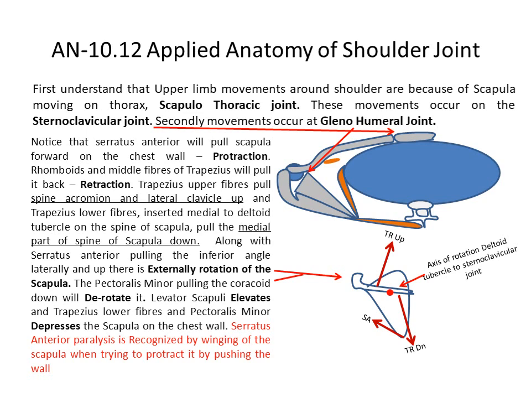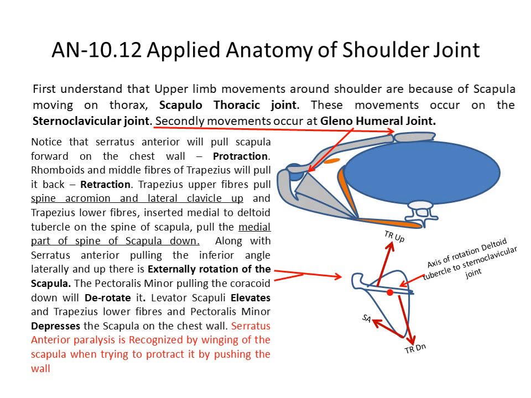Then we go on to the applied anatomy of the shoulder joint. First, understand that the upper limb movements around the shoulder are because of the scapula moving on the thorax, which is the scapulothoracic joint. These movements occur at the sternoclavicular joint, the bony joint on which the scapula moves over the thorax. Secondly, the movements may occur at the glenohumeral joint, the glenoid of the scapula articulating with the head of the humerus.